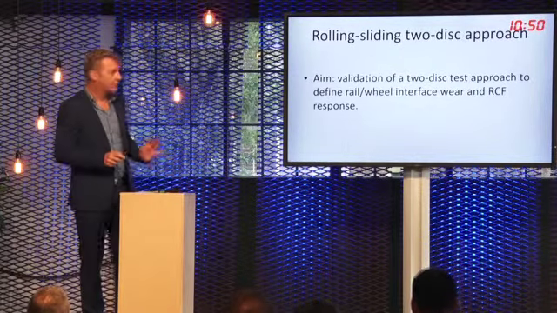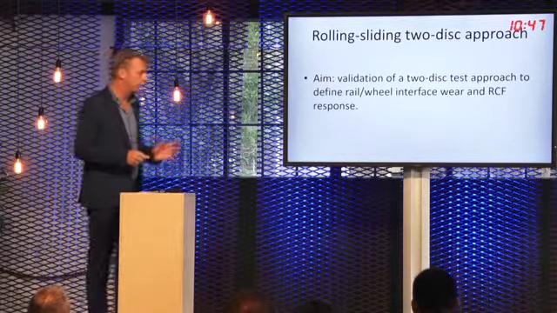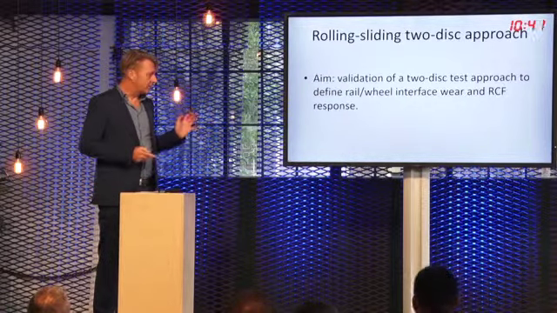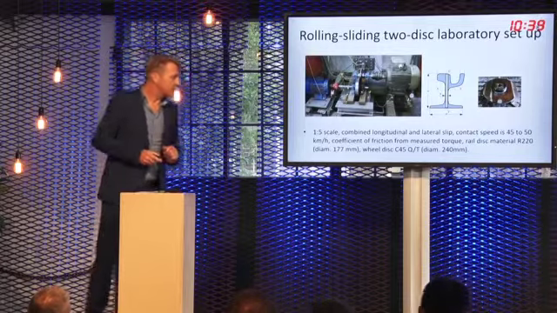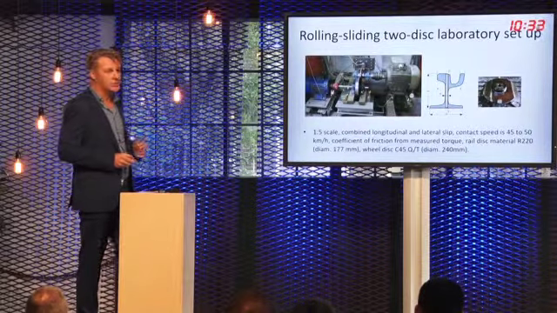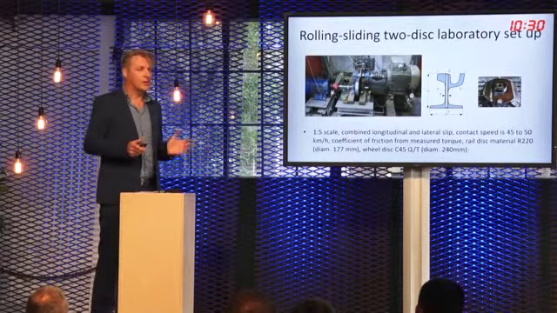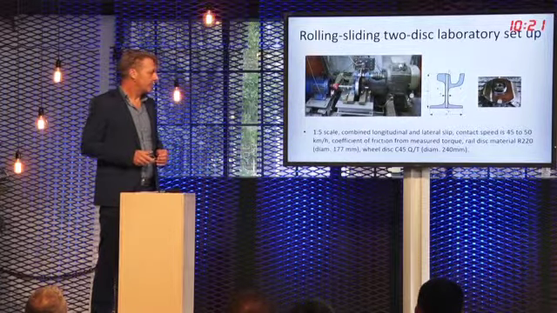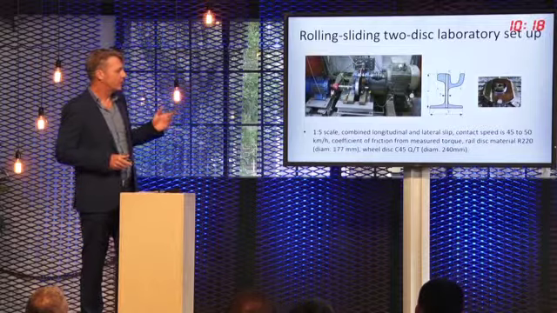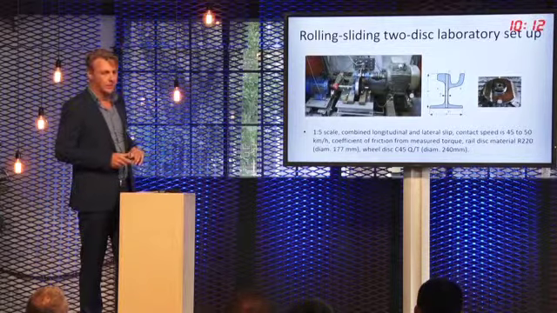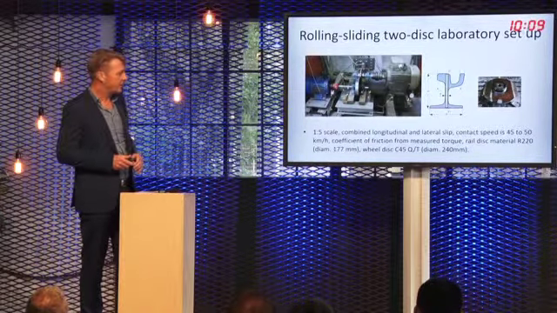So the aim was the validation of a two-disc test approach to define the wheel-rail interface wear and rolling contact fatigue response. So this is the setup, more or less. We selected the wheel contact dimensions and also the normal stresses according to those that normally occur in track at head check sensitive locations, I would say. It's a 1 in 5 scale, with both longitudinal and lateral slip. The lateral slip is achieved by tilting an angular rotation of one of the discs.